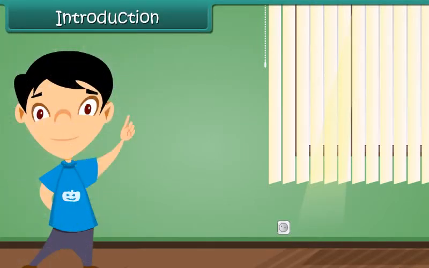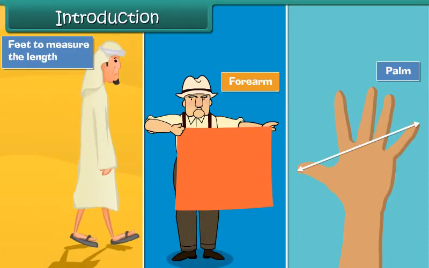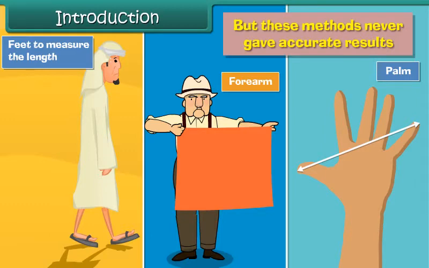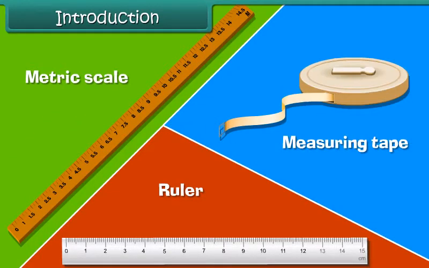Long back, do you know how people used to measure the length of objects? They used their palm, forearm, or feet to measure the length of the objects. But these methods never gave accurate results. Nowadays, we make use of a ruler, metric scale, and measuring tape to measure the accurate length and height of the objects. Let us learn the correct method of using a scale.